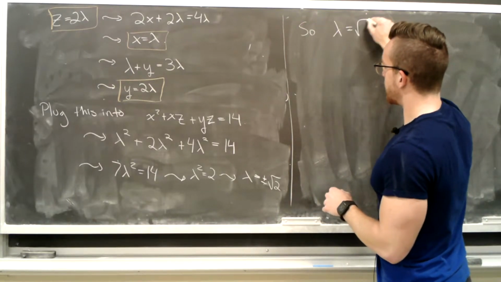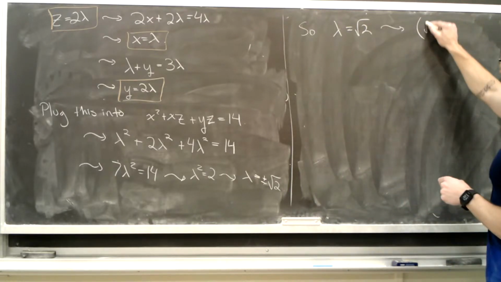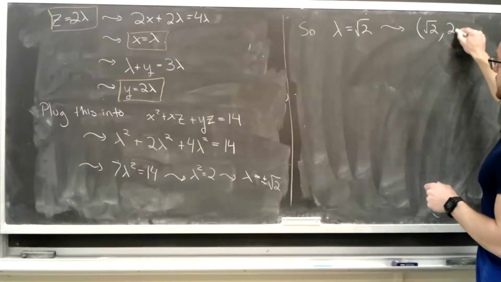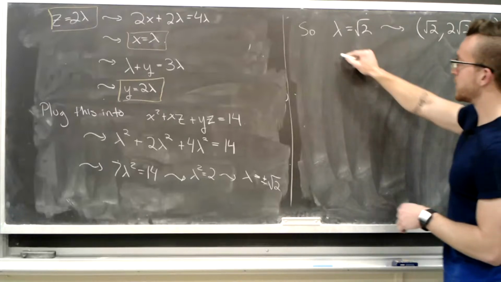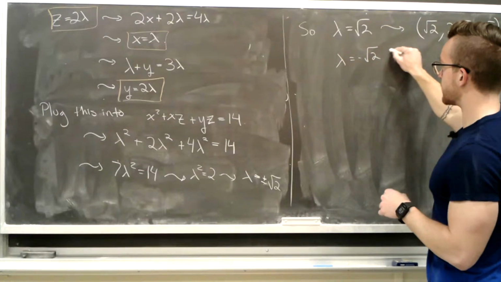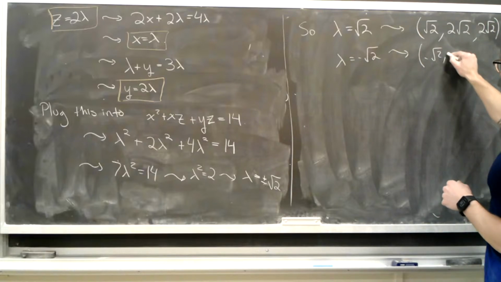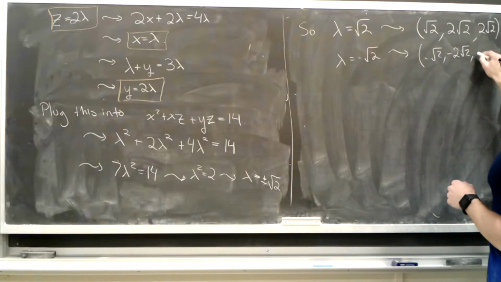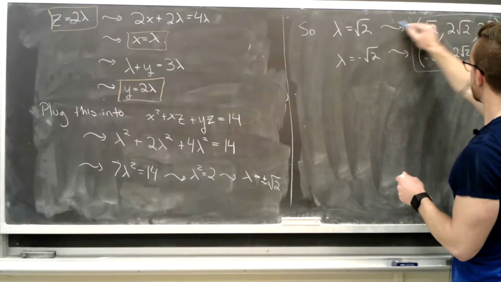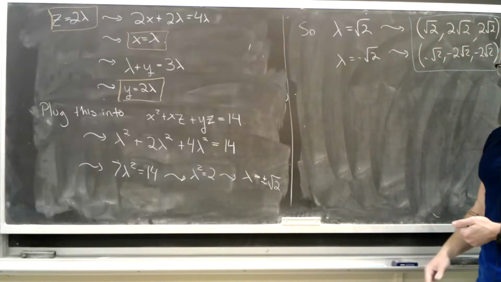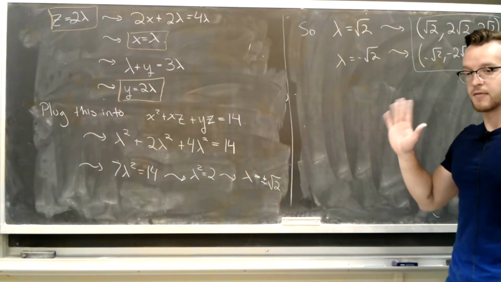So when lambda is the positive square root of 2, what point do I get? X is lambda, y is 2 lambda, and z is also 2 lambda. That's 1 point. And then when lambda is negative root 2, I get the point negative root 2, negative 2 root 2, and negative 2 root 2. So those are the evidently 2 points on this surface where the tangent plane is parallel to this given plane. And we're done.